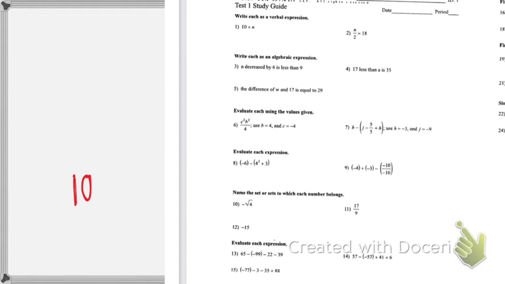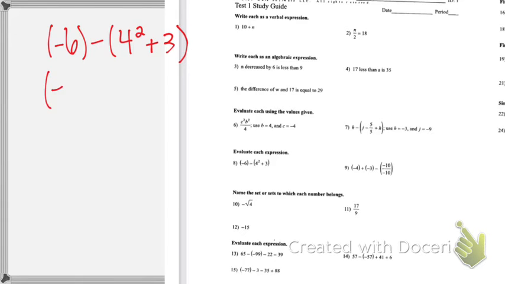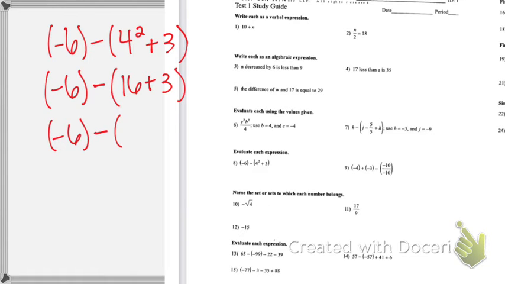All right, next. Number 8, we're going to evaluate each expression. So we have -6 minus 4 squared plus 3. We bring down our -6 minus, well, 4 squared is 16. Bring down our 3. 16 plus 3 is 19. If we say -6 minus 19, we get a -25.